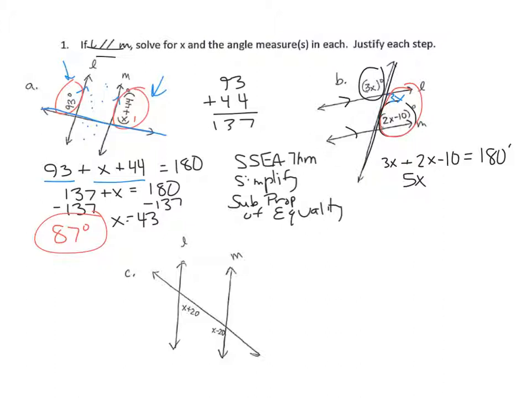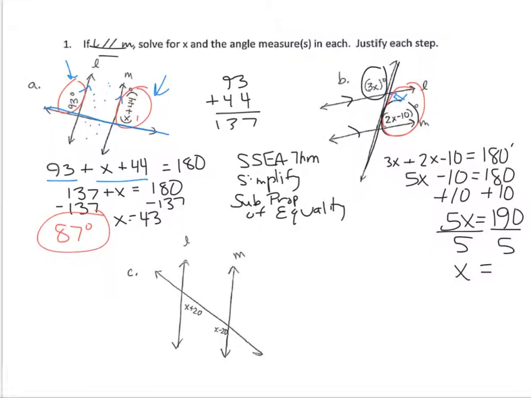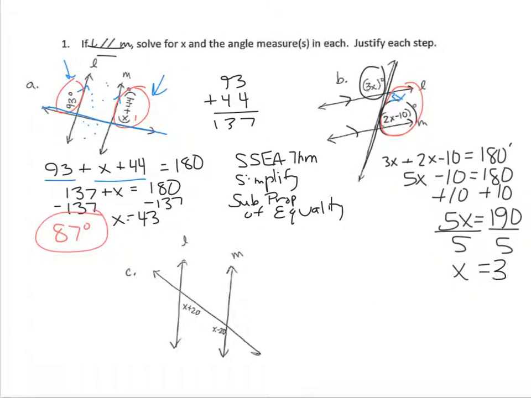So now I'm going to combine like terms. So 5x minus 10 equals 180. Add 10 to each side. So 5x equals 190. Divide both sides by 5. So x equals 38. So now to figure out what my angle measures are, I need to do 3 times 38. 8 times 3 is 24, so 84. So this one is 84 degrees, which would make this one 96 degrees if I plugged it in too.